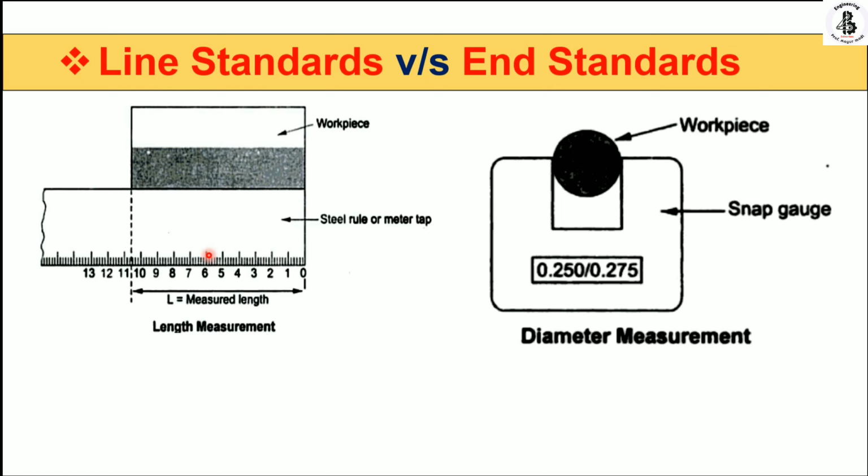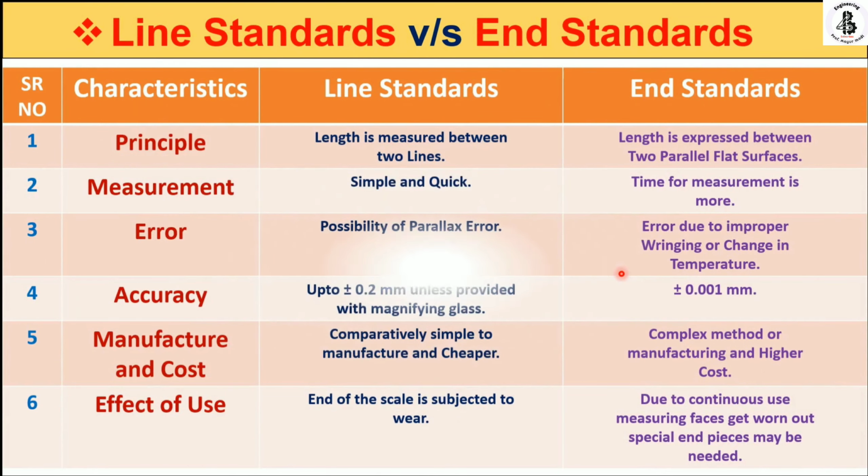In case of the line standard, our measuring scale will be a usable instrument, and in case of the end standard, it will be our vernier calipers, or you can say slip gauges, which are also considered end standards. Theoretically, the difference between the line standard and the end standard comes from the principle of each. In the line standard, the length is measured between two lines, but in the end standard, the length is expressed between two parallel flat surfaces.